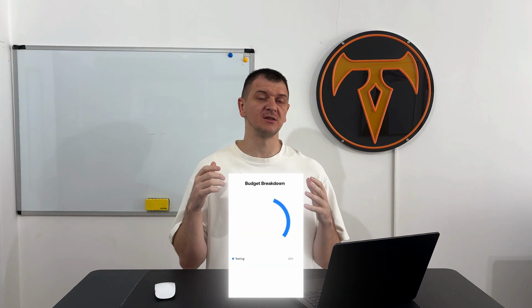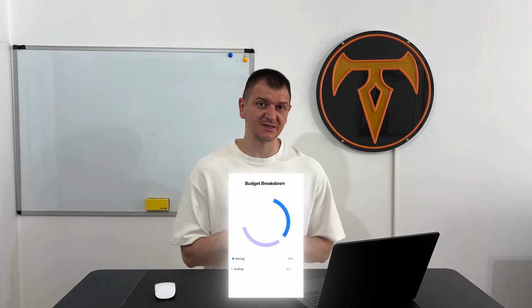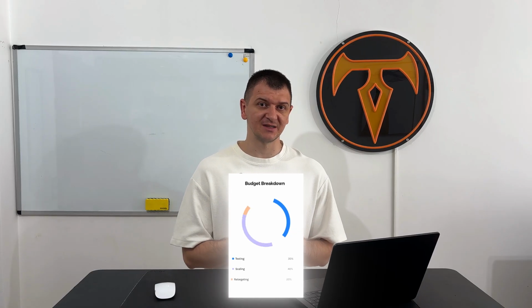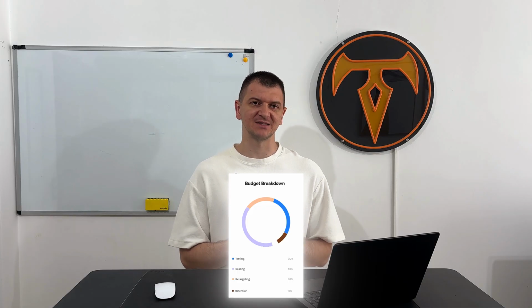Budget wise, you should be spending 30% of your total budget in your testing campaigns, 40% in your scaling campaigns, 20% into your retargeting, and 10% into your retention campaigns. And obviously this is going to be the initial structure, so as ads start performing, you can start scaling and the percentages will vary. Now, a couple of tips for each individual campaign.